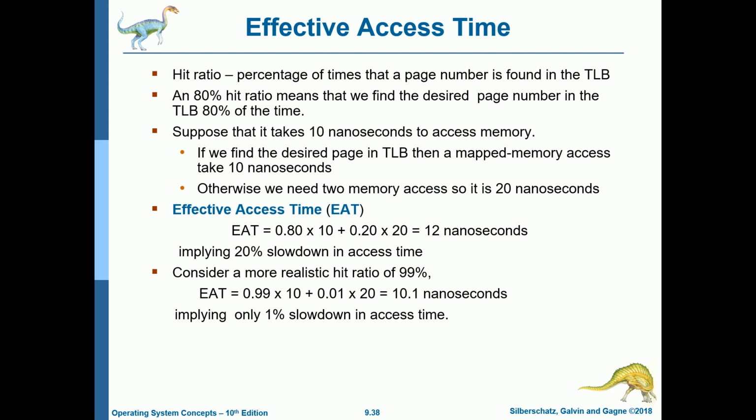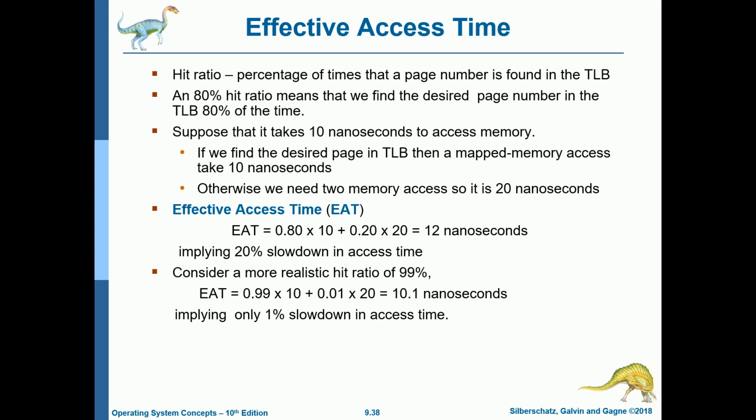The percentage of times that a page number of interest is found in the TLB is called the hit ratio. An 80% hit ratio, for example, means that we find the desired page in the TLB 80% of the time. If it takes 10 nanoseconds to access memory, then a mapped memory access takes 10 nanoseconds when the page number is in the TLB. If we fail to find the page number in the TLB, then we must first access memory for the page table and the frame number, and then access the desired byte in memory.